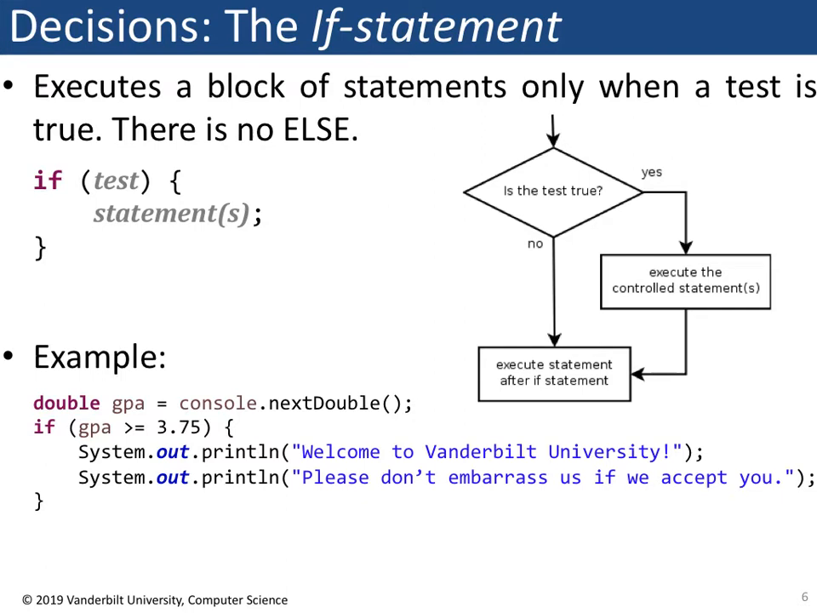In code, the syntax for this is just as before, an if statement with the logical test, which will yield a Boolean value, in parentheses, and then all the statements which are to be executed if the test is true in curly braces following the if statement. Now looking at an example of this, we again have the GPA situation. However, our logical test is now, if the GPA is greater than or equal to 3.75, it will yield, welcome to Vanderbilt University, please don't embarrass us if we accept you. And there's no else. So in the case where the GPA was lower than 3.75, we would do nothing.